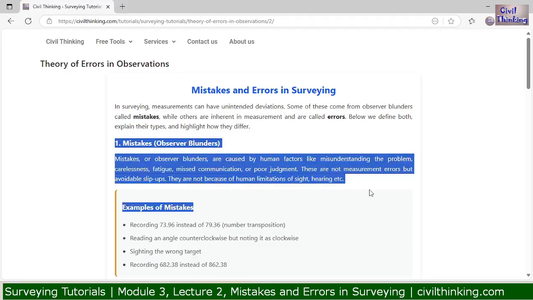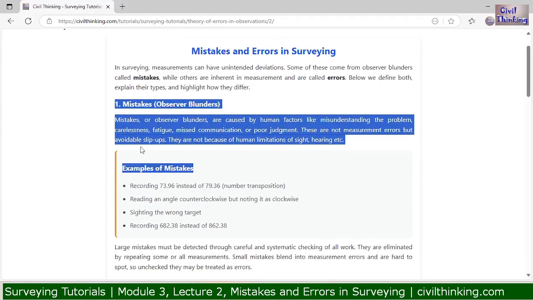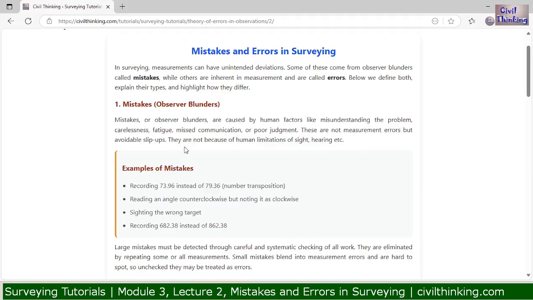So let's talk about mistakes more. Mistakes or observer blunders, so we are talking about the observer, are caused by human factors like misunderstanding the problem, carelessness, fatigue, miscommunication, or poor judgment. These are not measurement errors but avoidable slip-ups. They are not because of human limitations of sight, hearing, etc. Now this point is very important. Let me explain what is written here.